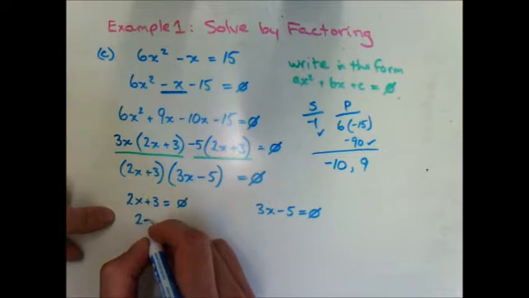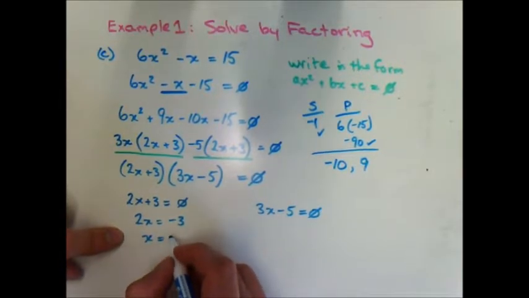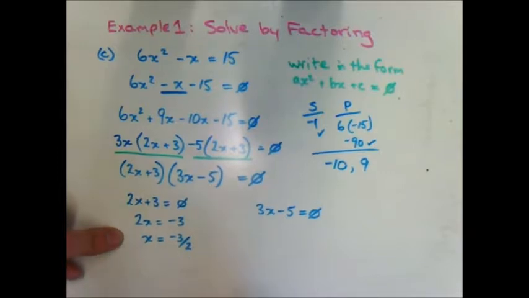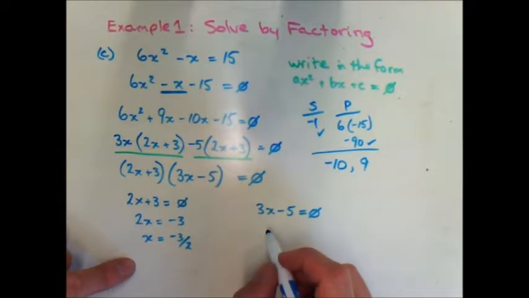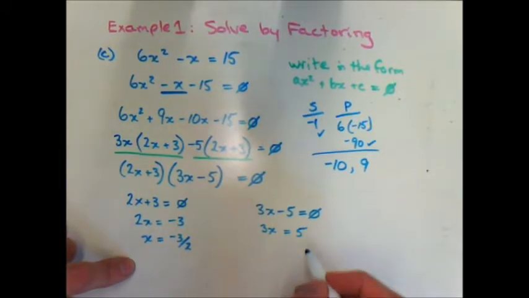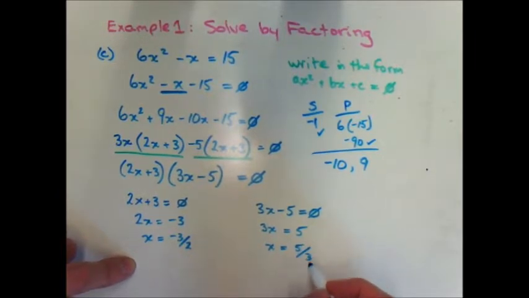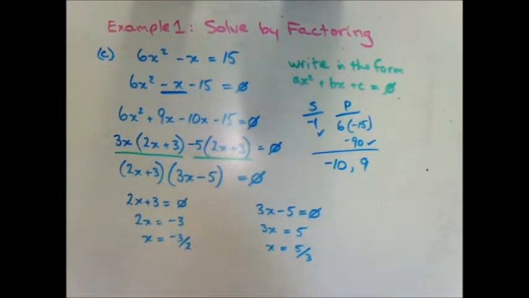Subtract 3 from both sides over here, I get 2x equals -3. Divide both sides by 2, we get x equals -3 over 2, or -1.5. On our second factor, we add 5 to both sides, leaving us with 3x equals 5, and we divide both sides by 3, leaving us with x equals 5 over 3. And there we have our two solutions to the quadratic equation.